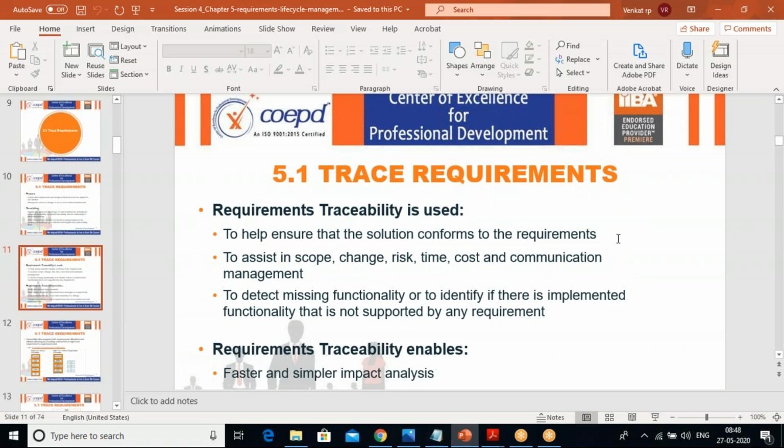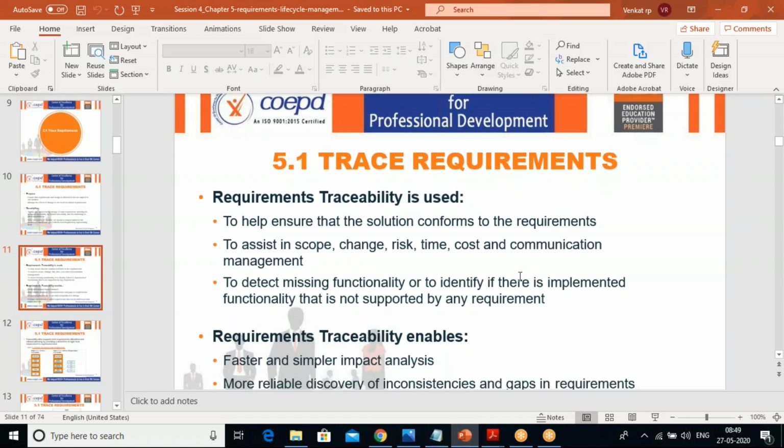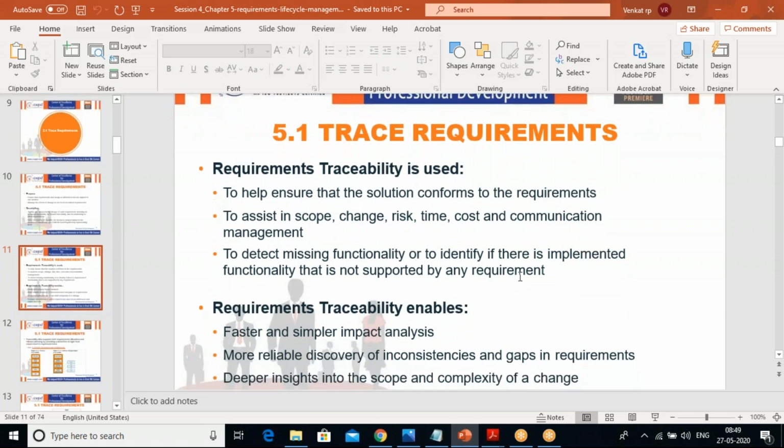Now you see, requirements traceability is used to help ensure the solution conforms to the requirements, that is, for whatever given need we are able to give the solution. Traceability also helps to assist in scope change, risk, time, cost, and communication management. All this we can understand when we are tracing it. And it helps to detect missing functionality, or to identify implemented functionality that is not supported by any requirement. These are the advantages of having traceability, right?